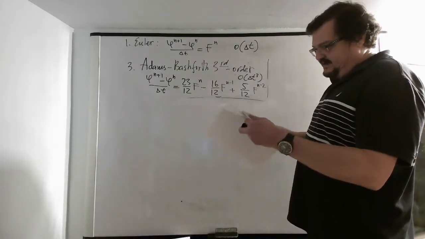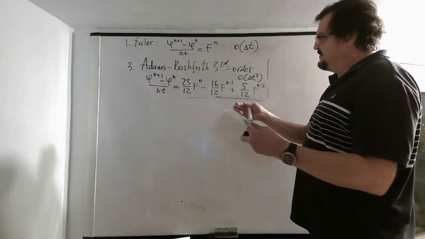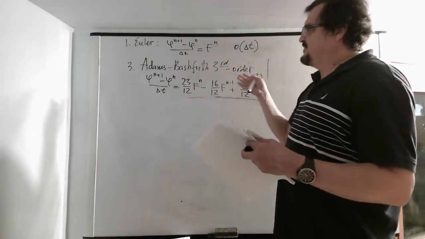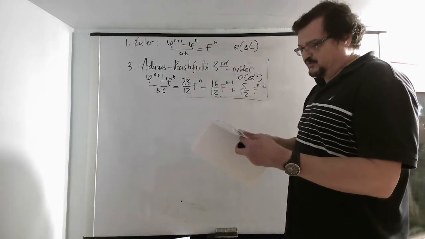Okay, so that's a kind of a scheme, a family, and you can keep going. You can derive easily Adams-Bashforth fourth order and so on. We're not going to do that.